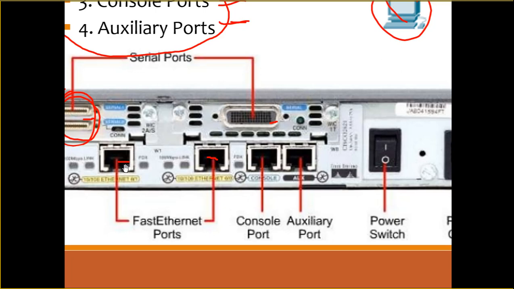Now you will see that all are RJ45. Here is RJ45, here is also RJ45, here is also RJ45. So how will we know which RJ45 is which? That's why for each one you'll see that the name is written here. See, console, auxiliary, Ethernet, Ethernet, like that.